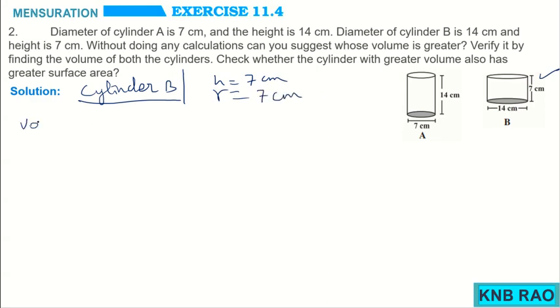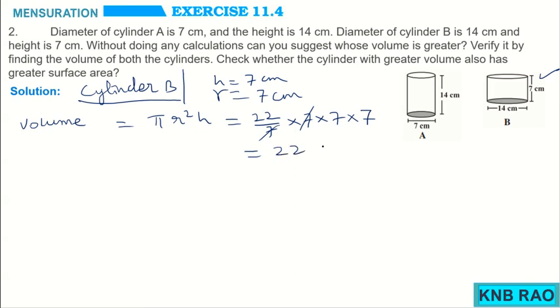Now, volume of cylinder B is again calculated with pi r square h formula, where 22 by 7 is substituted instead of pi, r is 7 and r square will be 7 into 7 and h is also 7, one more 7 will come. So, this 7 and this 7 will get cancelled. Now, 22 into 7 is 154, 7 into 7 is 49, and 22 into 49 is 1078 cubic centimeter.